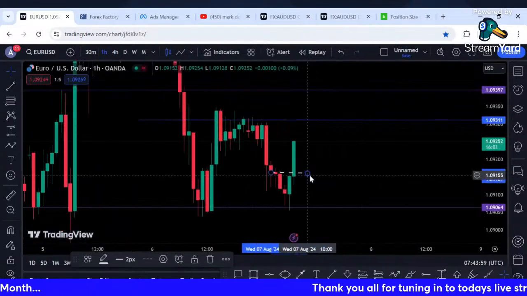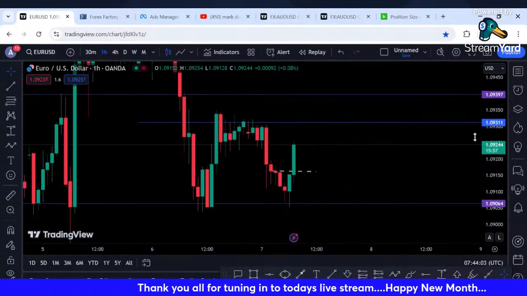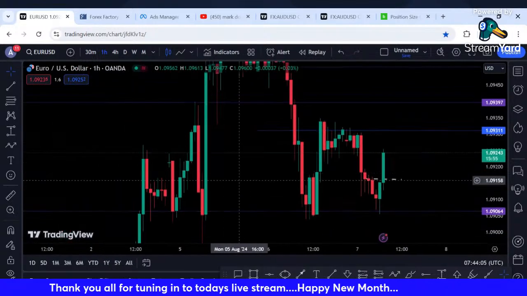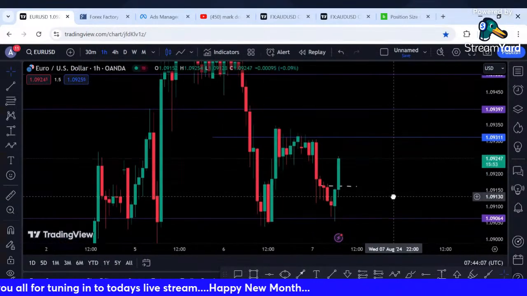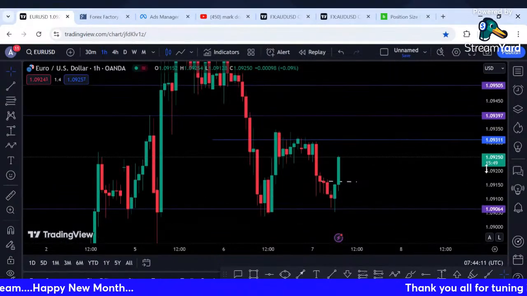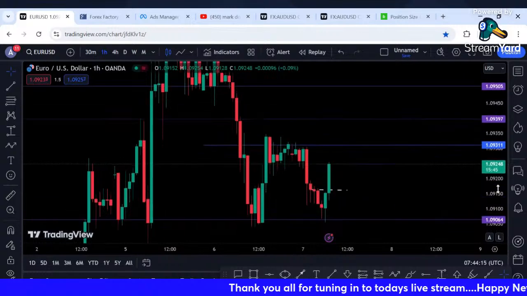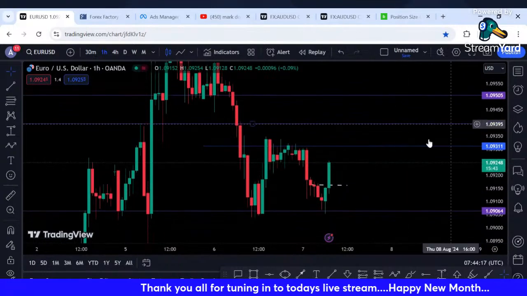So you can be looking at Euro USD too. Most people trade Euro USD. Yeah, so you can study GBP USD and Euro USD. There is a lot of volume there.